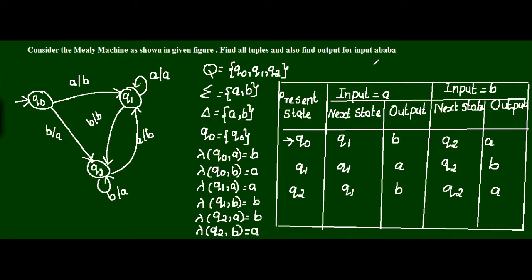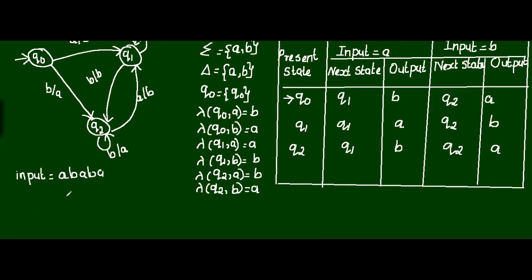Now I am going to find the output for this input ABA. Starting from the initial state, Q0, if the input is A, the next state is Q1 and the output is B. The next input is B. Q1, if the input is B, the next state is Q2 and the output for this is B. The next input is A.